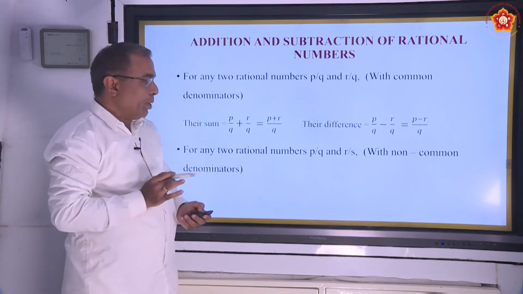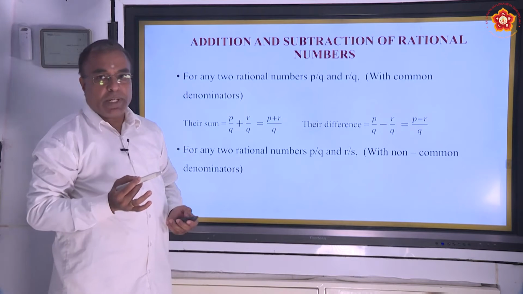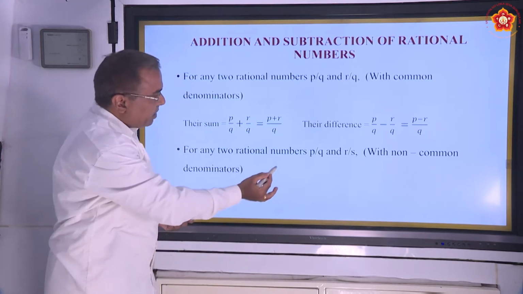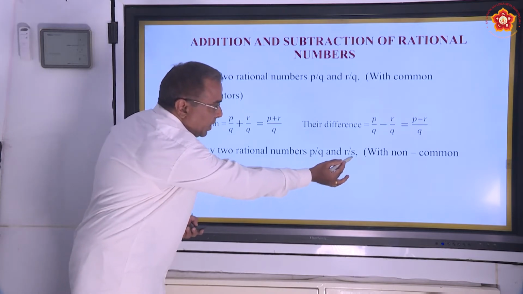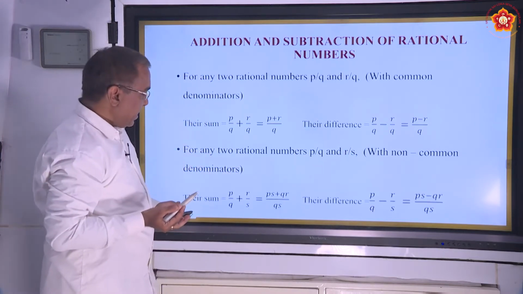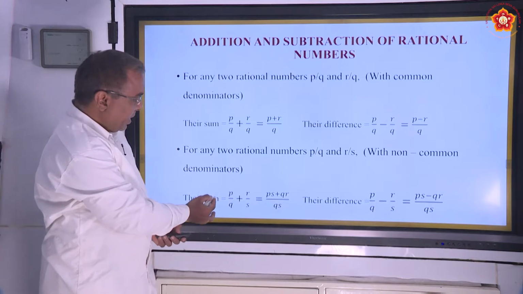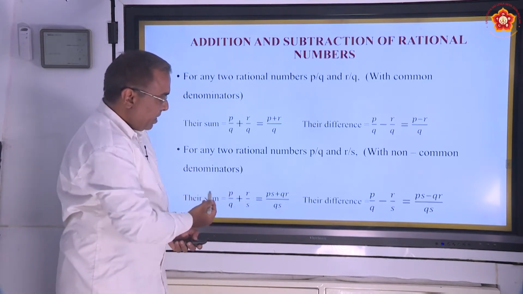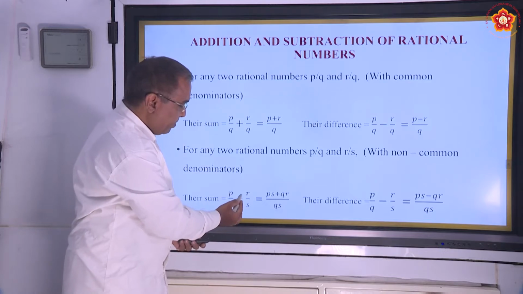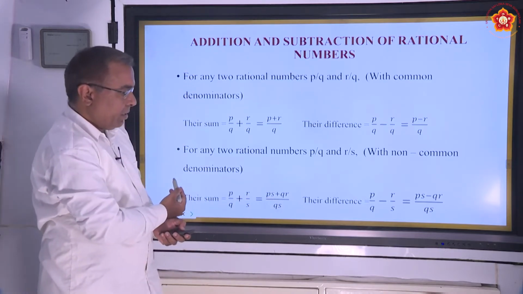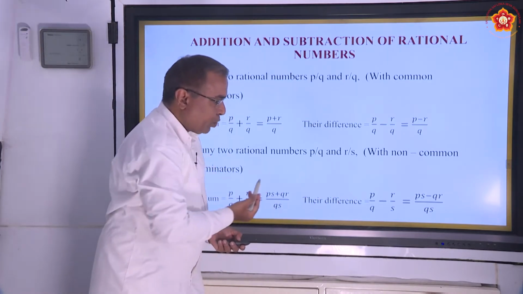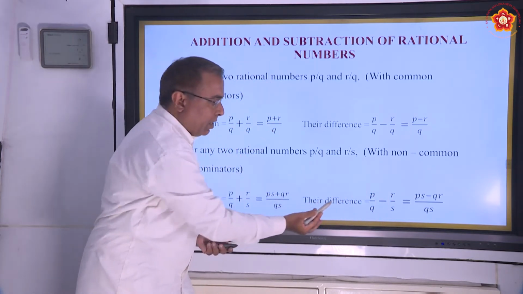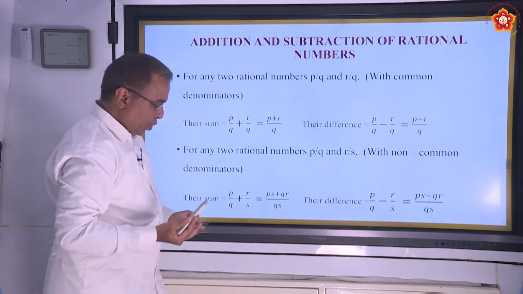Suppose we have any two rational numbers with non-common denominators. Non-common denominators means they have different denominators. Here the different denominators are q and s. Let us see what happens. Their sum will be, just find the product of q and s and then cross multiply, p into s plus r into q, that will be the numerator. Using the same principle for the difference, qs will be the denominator and ps minus rq will be the numerator.